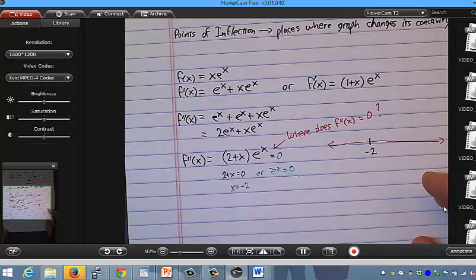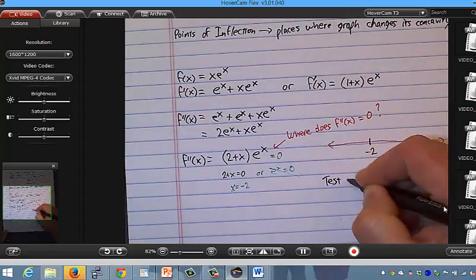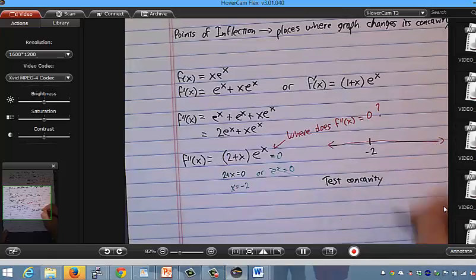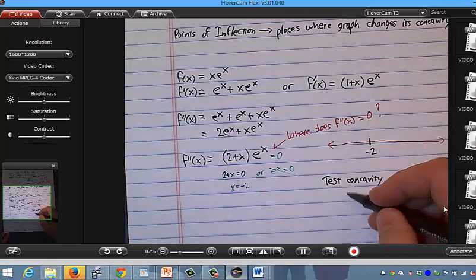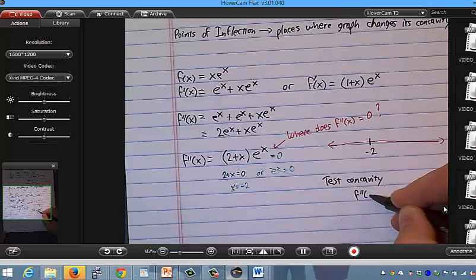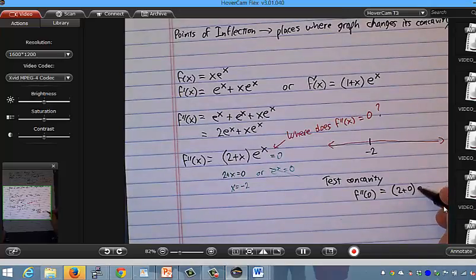Okay, let's test concavity. So I'm going to do a test point. Tell you what, I'm going to try f double prime of 0. That equals 2 plus 0 times e to the 0. So is that positive or negative? Well, that's positive, right? You have 2 times 1. So if it's positive, that means over here, what can I say about my curve? My curve is concave what? Up.